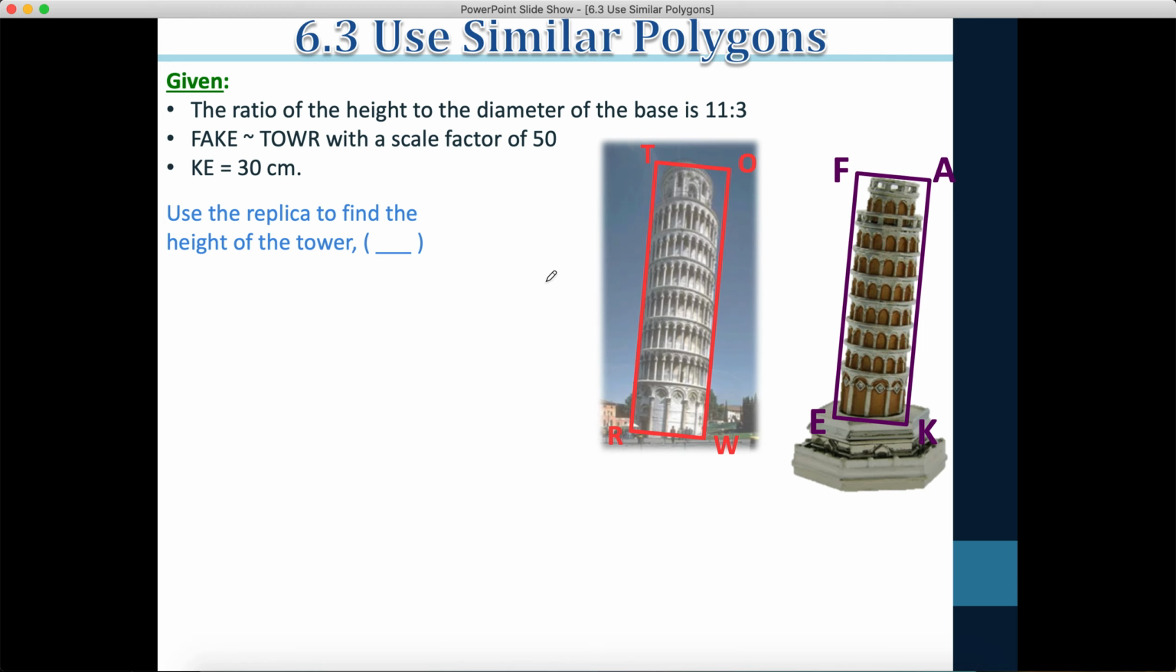Nice to learn things. If I want to see how the fake model actually relates to the real model, and then kind of use the proportions to create scalars and find the actual values, then this is something we could do using this new tool in geometry here. What I can notice is that the ratio of height to diameter of the base, in other words, like RW, or sorry, height is OW. So I could say the ratio of OW to RW, for instance, is 11 to 3. And I know that these things are similar with a scale factor of 50. And KE, which is the base of the replica, is 30 centimeters.